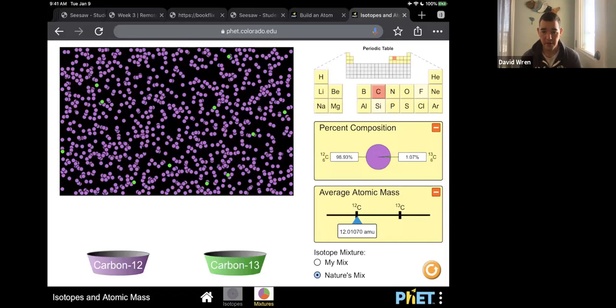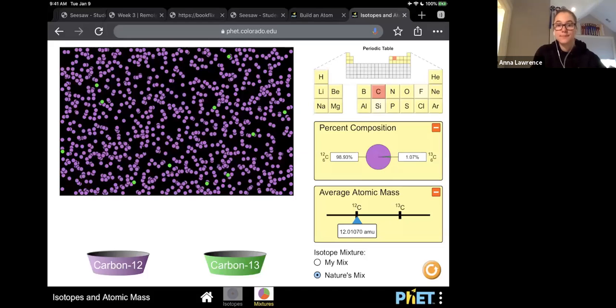If that were true, then the atomic mass would be like 12.5 for carbon. It would be an average of 12 and 13. Gotcha. Thanks. These are good questions. Others?